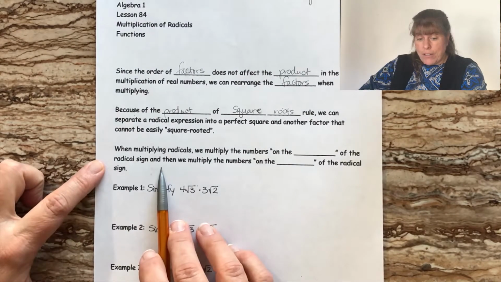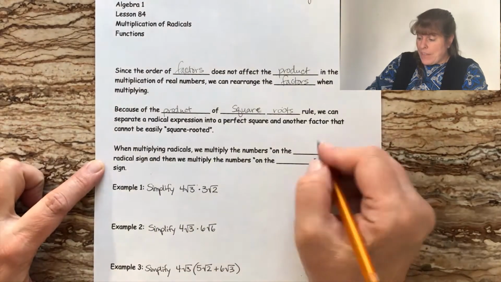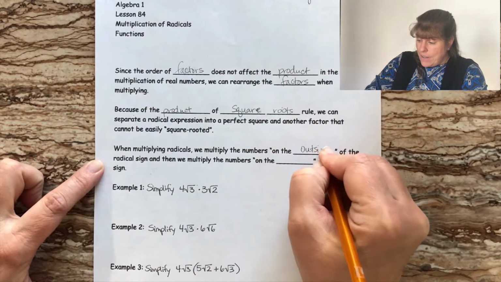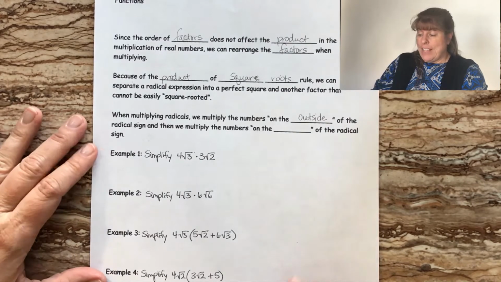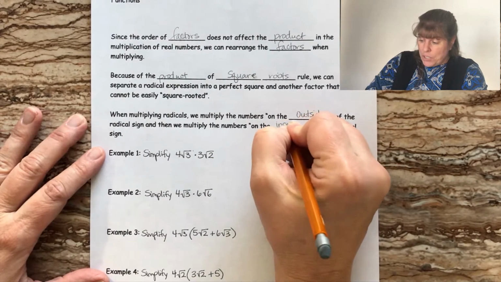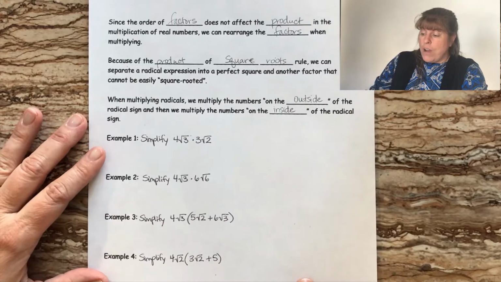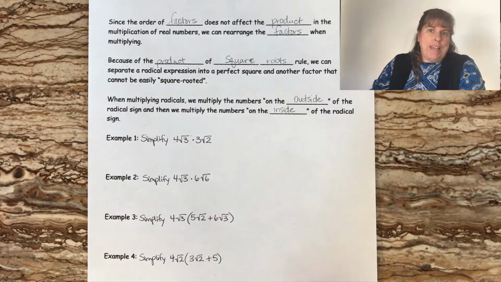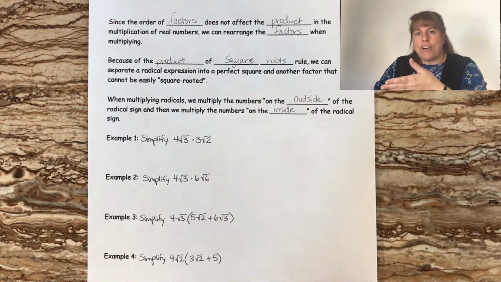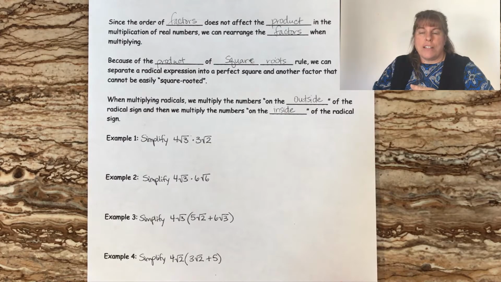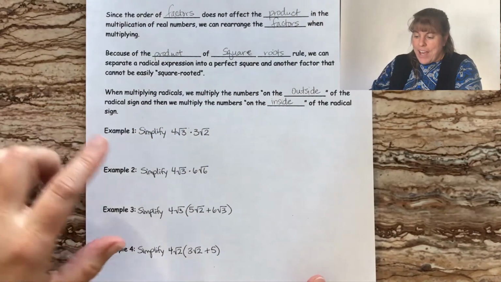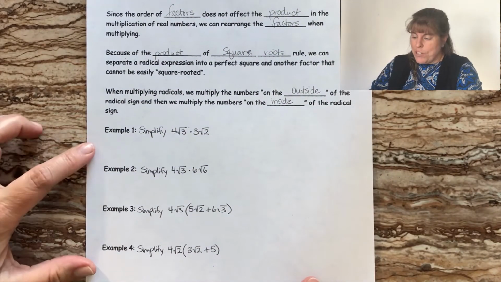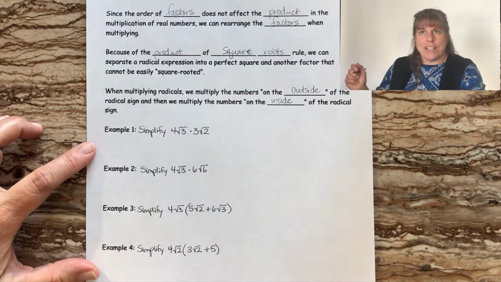So when multiplying radicals, we multiply the numbers that are on the outside of the radical sign, and then we multiply the numbers that are on the inside. So it's similar to our fractions, so to speak, because we would multiply the numerators straight across, and then we'd multiply the denominators straight across. Well, with radicals, we multiply the number on the outside and then the number on the inside. So we have quite a few examples here, which are always nice. You can go back to them.